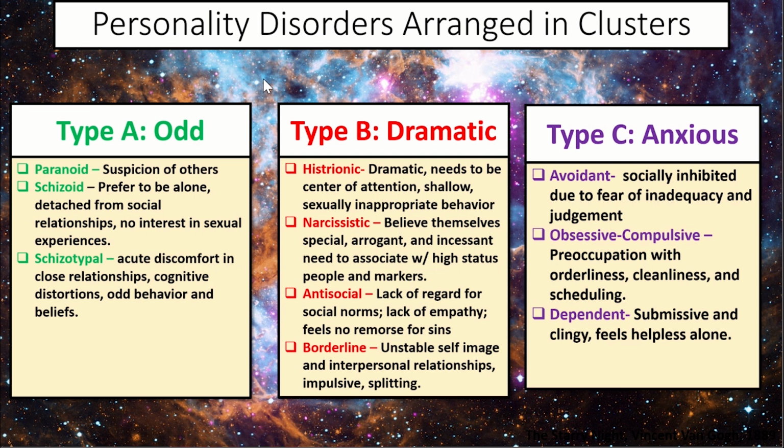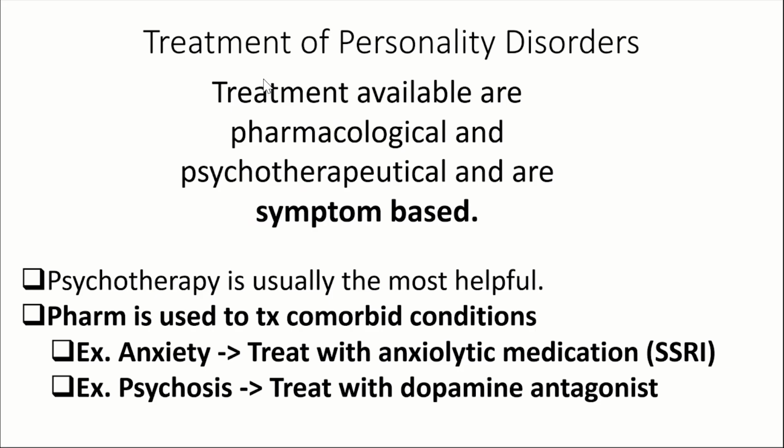The dependent personality disorder is submissive and clingy and feels helpless alone. All right, that is all she wrote for the most part anyway. The treatment available is pharmacologic and psychotherapeutic, and is symptom-based. So if they're anxious, you usually give them an anxiolytic medication. And remember, acutely, you can give a benzodiazepine, but for more chronic management, you give an SSRI, or selective serotonin reuptake inhibitor. They don't really ask about treatment on the MCAT, so don't worry about it.